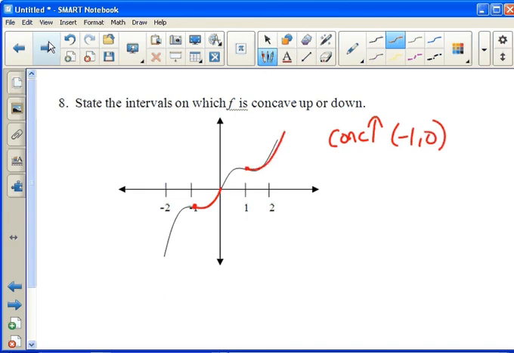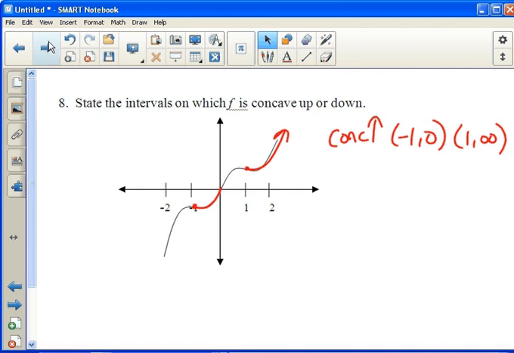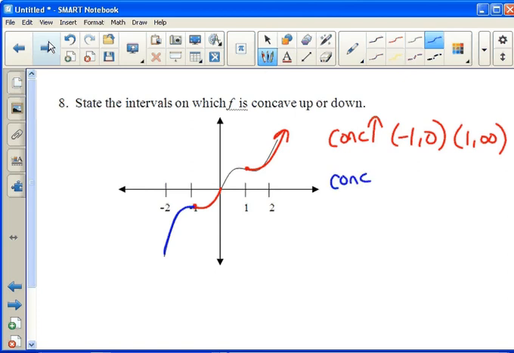Now here, we're shaped more like an N, or lowercase n anyway, so we're concave down from negative infinity to negative 1, and from 0 to 1. Make sure you can recognize concave up and concave down. Finally, at the given point, would the first derivative be positive, negative, or 0?